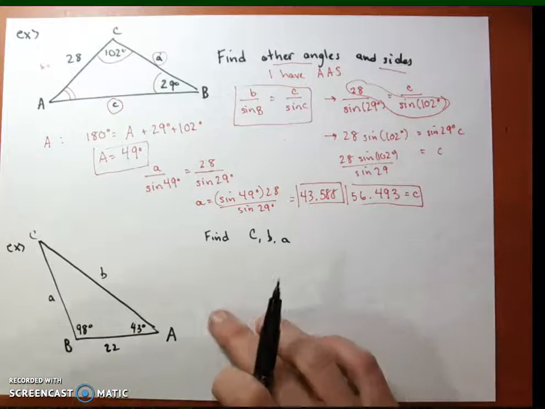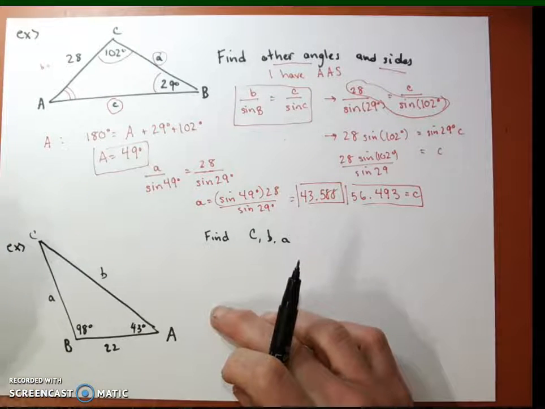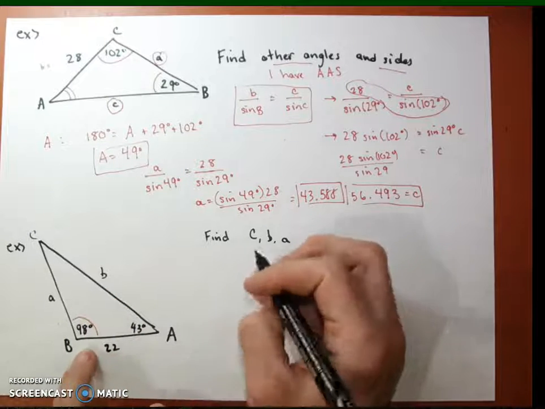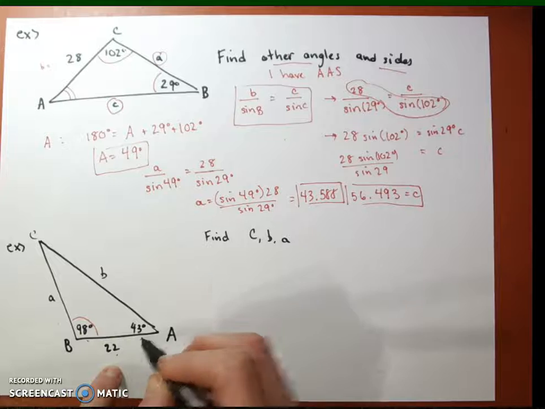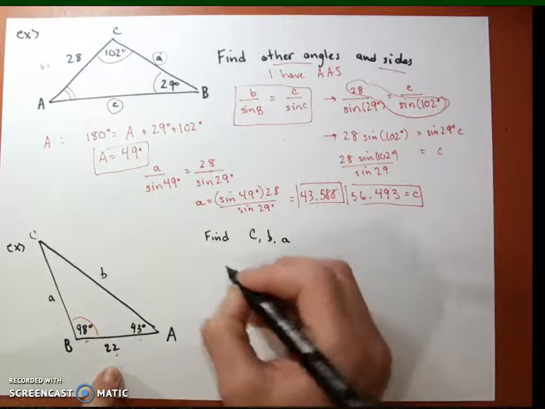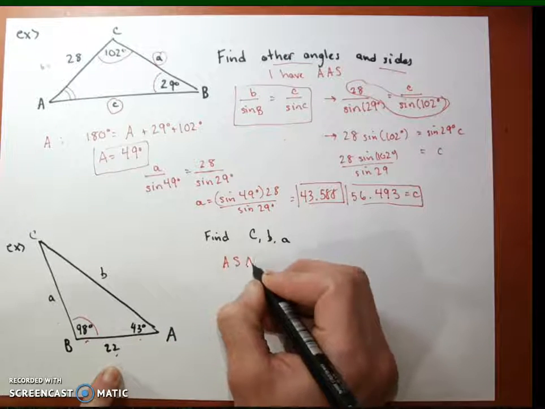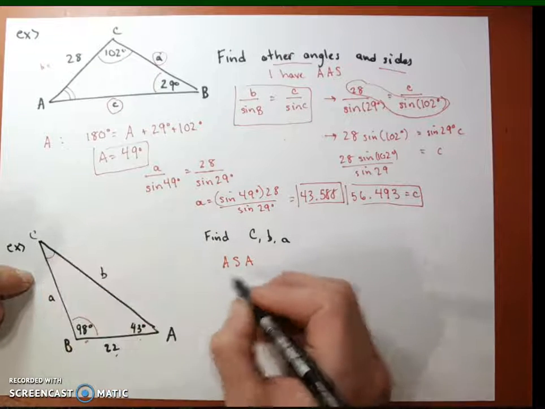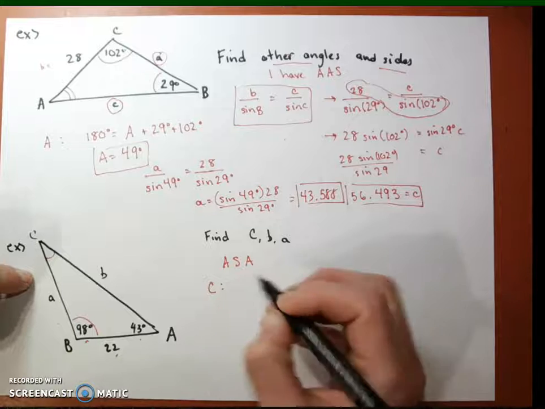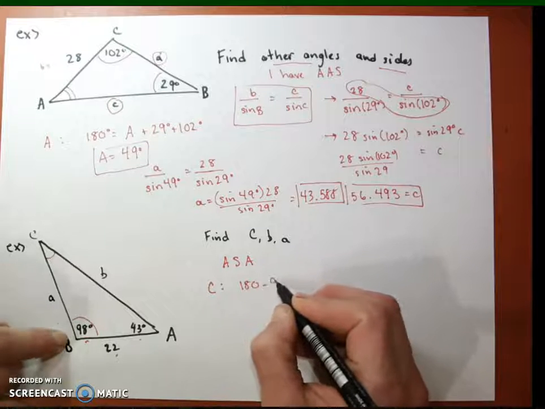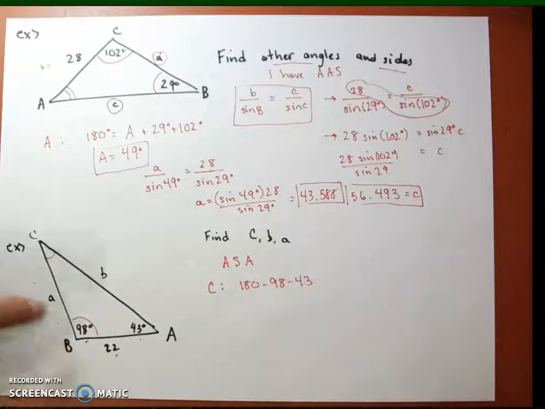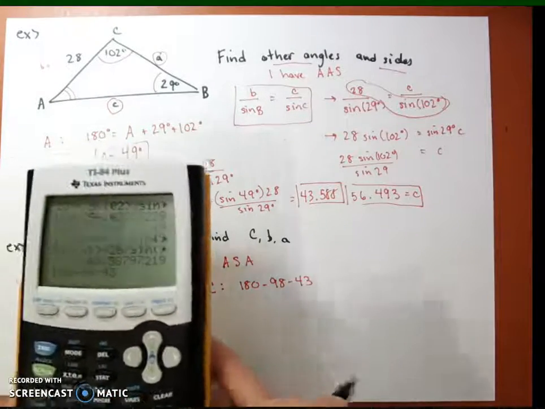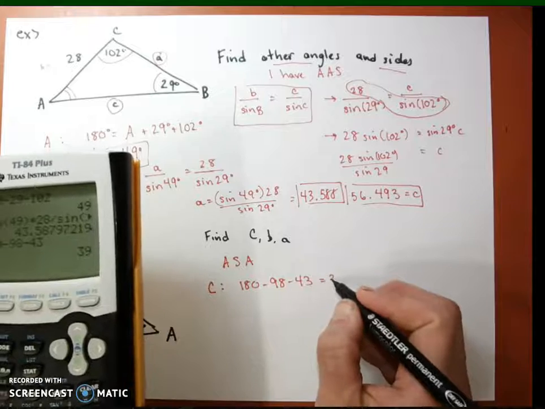Now let's use the law of sines in this obtuse triangle because I have an angle that's 98 degrees. So the information I have is angle, side, angle, because I have angle B, side c, and angle A. But I actually have a little bit more information because I can easily find out C. So to find angle C, I'll do 180 minus 98 minus 43, which is 39. So C is 39 degrees.